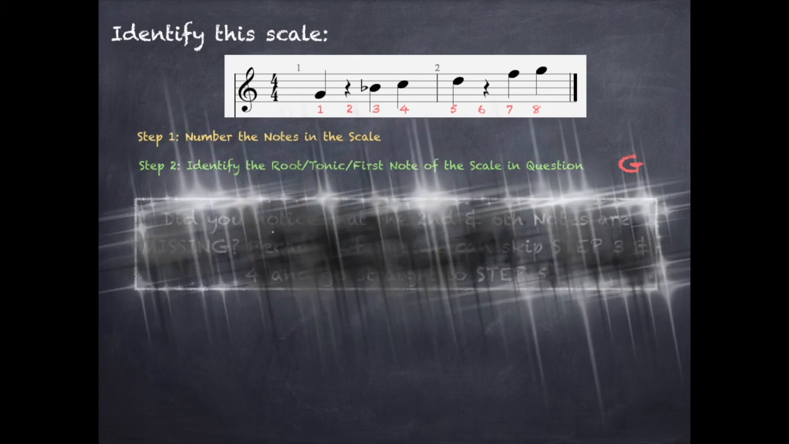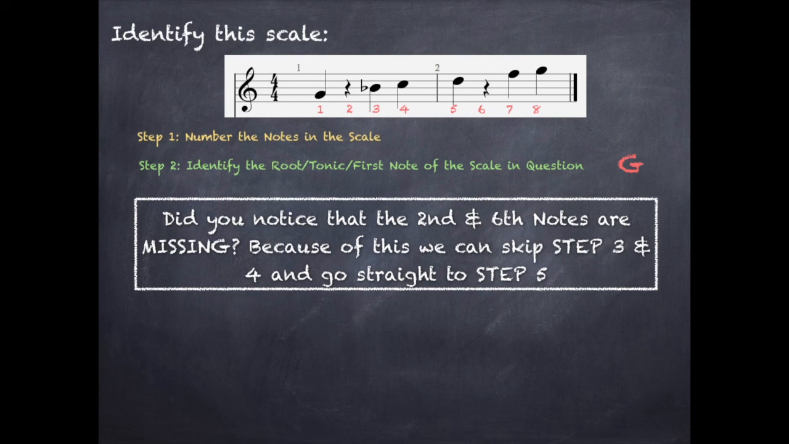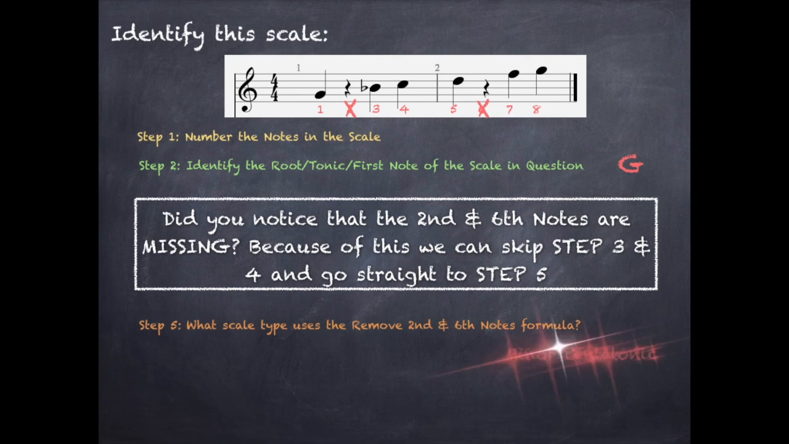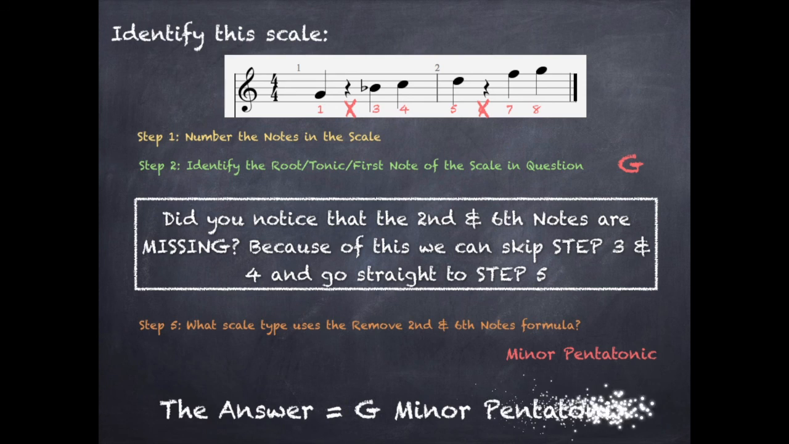Now, going back to the missing 2nd and 6th notes in the scale. The fact that these 2 notes are missing can help us to easily identify what sort of scale it is. So, we can skip step 3 and 4 and go straight to step 5. So, what type of scale uses the remove 2 and 6 formula? The answer is a minor pentatonic. So, we combine step 2 and step 5 and find that the type of scale is a G minor pentatonic.